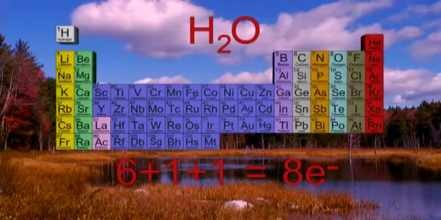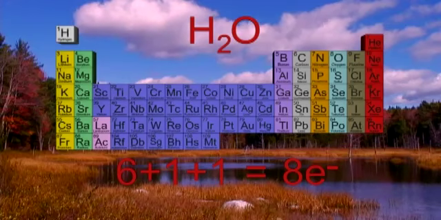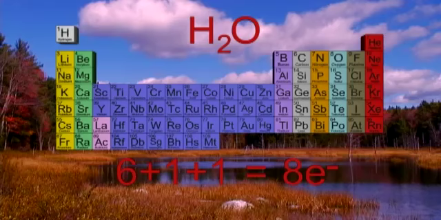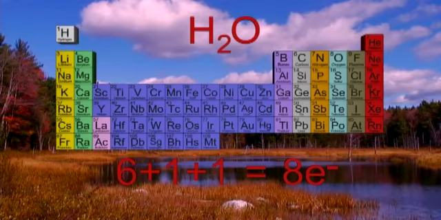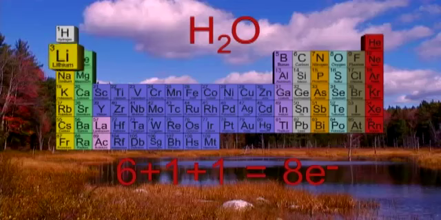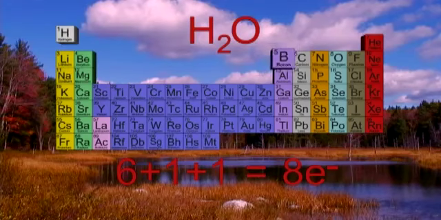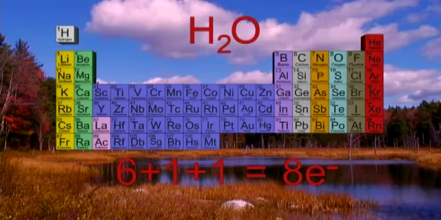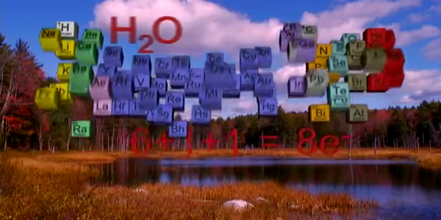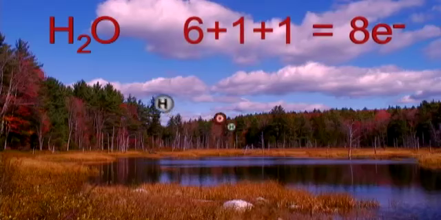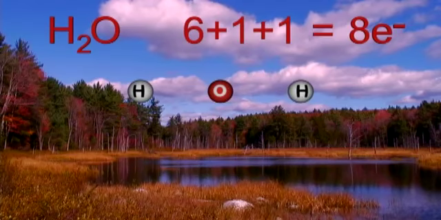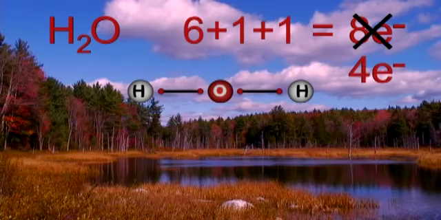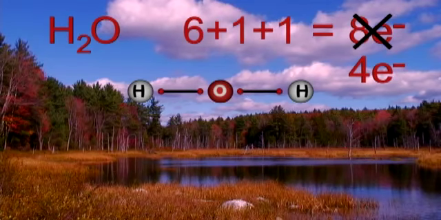Water has a total of 8 valence electrons. Again, a shortcut for this calculation is to count from left to right on the periodic table for each atom. For oxygen, it is 6 spaces, and for hydrogen, it is 1 space. Therefore, 6 plus 1 plus 1 equals 8. Because each hydrogen can form 1 bond, let's bond each hydrogen atom to the oxygen atom. At this point, we have used a total of 4 electrons and have 4 remaining.